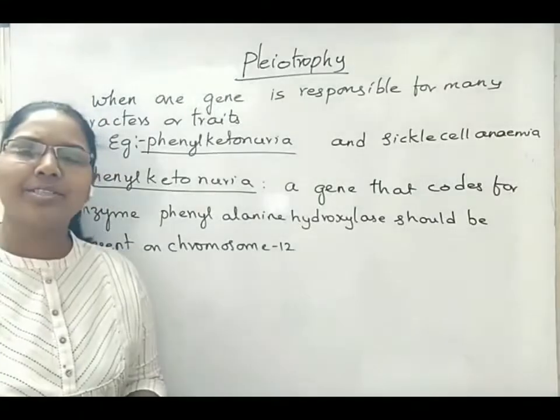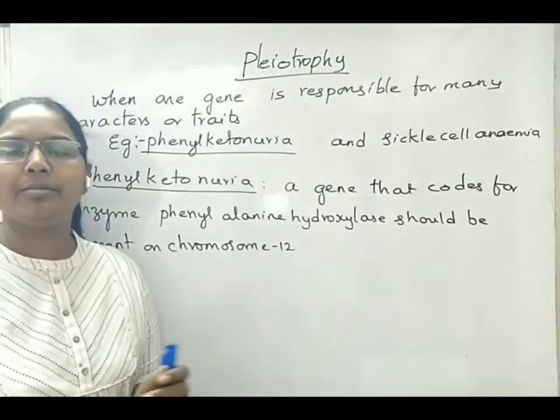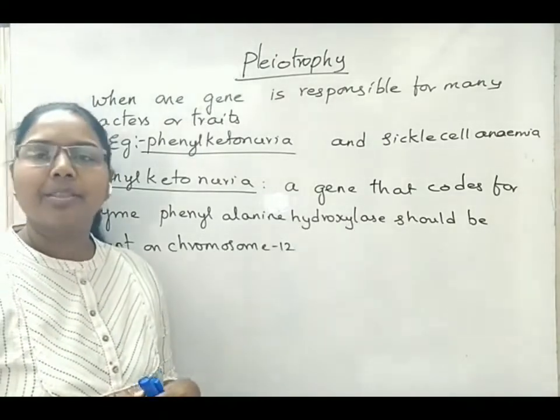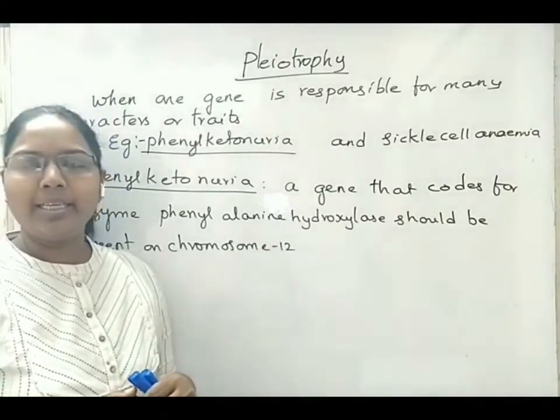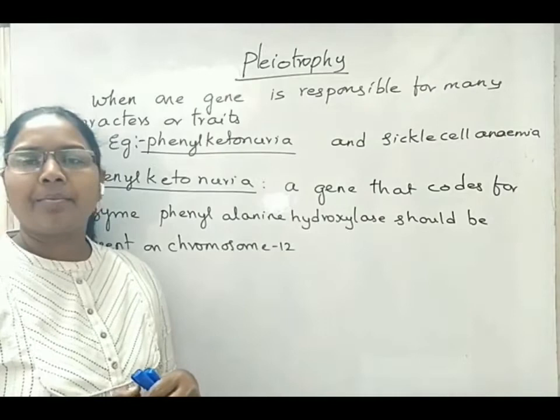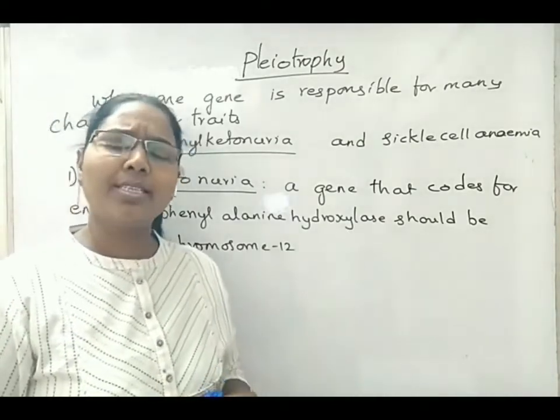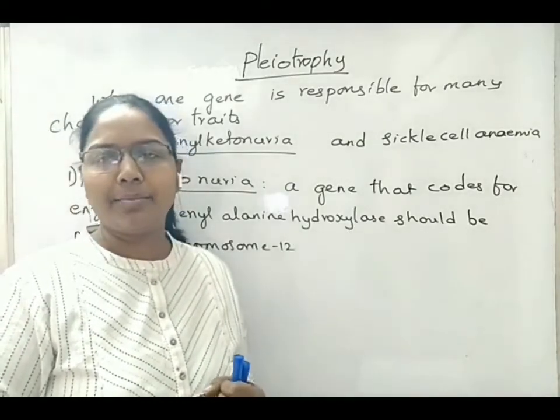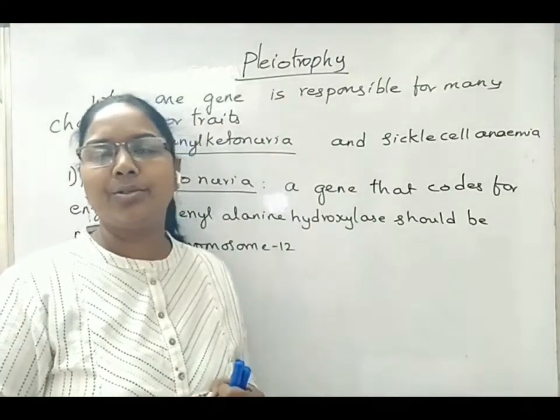Hello students, today we will start with a new topic, that is pleiotropy. Pleiotropy is the condition when one gene is controlling many characters or traits. Now, we have two examples under this. One is sickle cell anemia and the second one is phenylketonuria.